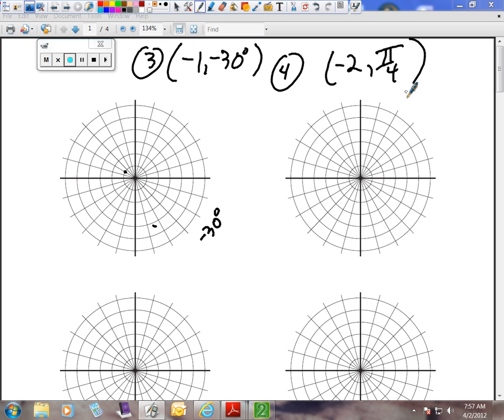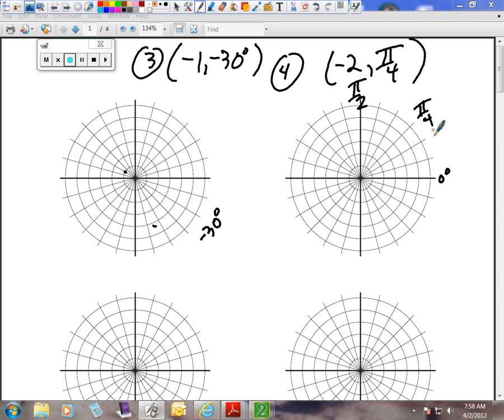Now again, on this one, they don't give you pi/4, do they? So you have to go halfway. We know this is 0, and we know this is pi/2, so halfway is going to be pi/4. You'll have to draw your line. It's not on yours, is it? Okay. So do the best you can to get halfway between 0 and pi/2.